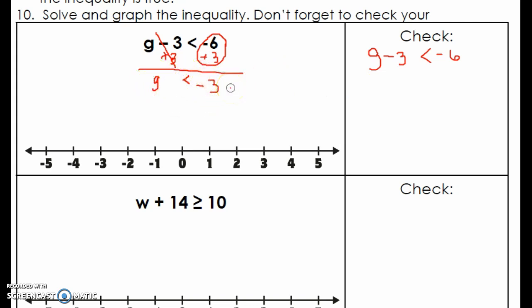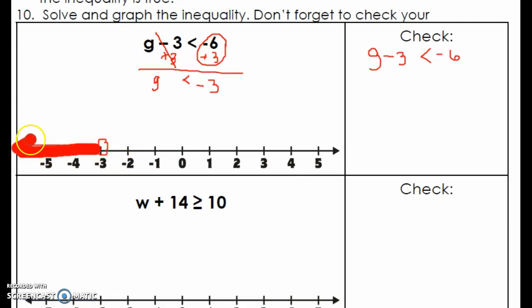Actually, I'm going to graph right now. I know my solution is negative 3, but because it's less than and not including negative 3, it's an open circle. Now g is less than those numbers, so less than goes to the left, and I draw my arrow to the left. If it makes things a little bit easier, I'm going to make my line a little thicker so you can see it.